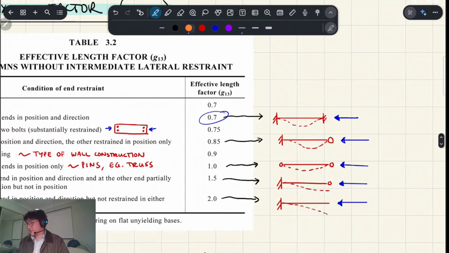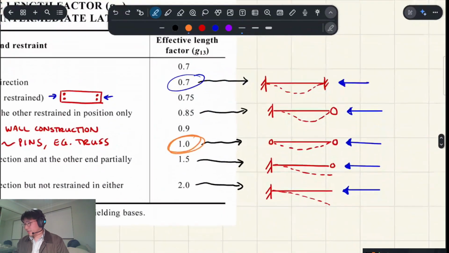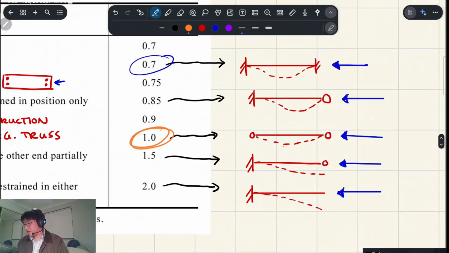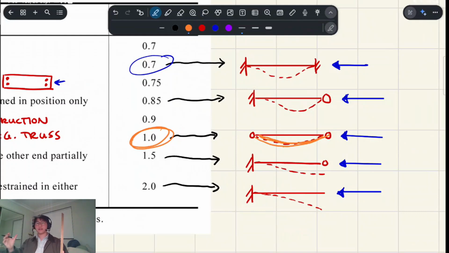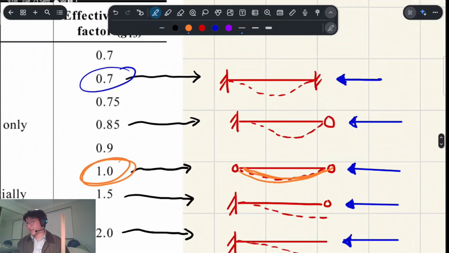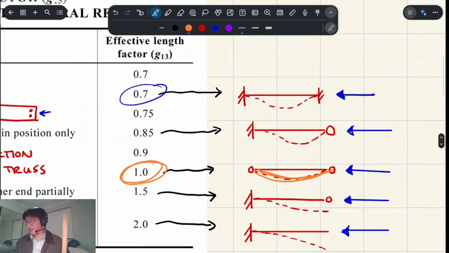The way that I like to think about this is, let's just go to where G13 is 1. So we have pinned, which is what you have for a truss, because remember, all the members of a truss are pinned on both sides. I like to think of it as what percentage of my member is a C shape. The longer your effective length is, the more slender your member is. The shorter your effective length is, the more stubby it is. And so if we have different end restraints, it's going to affect how big the C shape is.